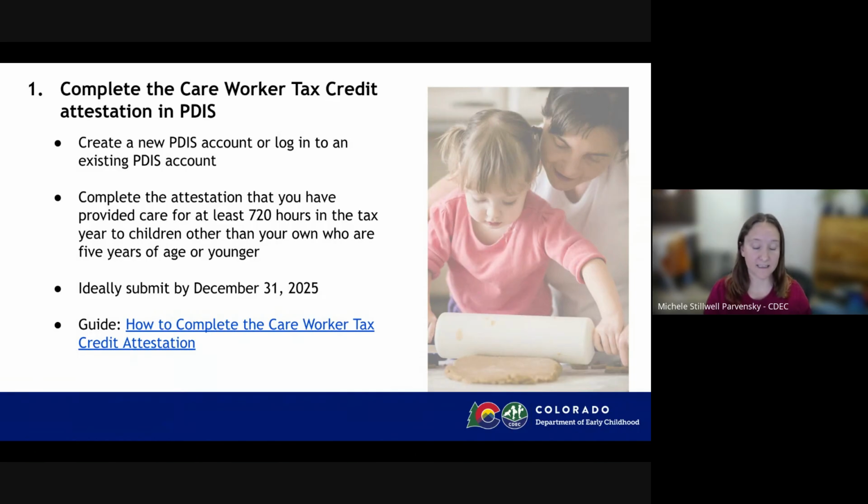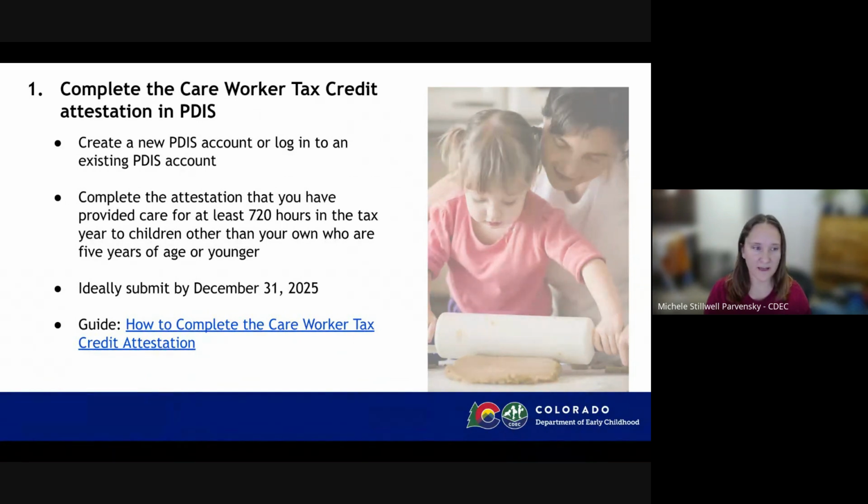Or if you already have a PDIS account, it's just logging in and then completing an attestation that you have provided care for at least 720 hours in the tax year. And the attestation is kind of a form or an application that Elaine can walk us through. And again, ideally, this should be submitted by December 31st of this year. And then we do have as well an amazing guide on walking through the steps of PDIS that I've linked here. And so there's that step, and then people just have to file their taxes.